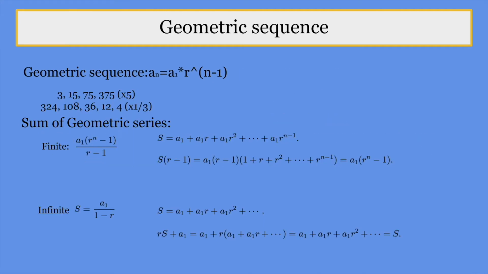And for the infinite geometric series, it converges if and only if the absolute value of r is smaller than 1, and if this condition is satisfied, the series converges to a1 over 1 minus r. And to prove this equation, it's using the same thing, s equals a1 plus a1r plus a1r squared, and multiplying both sides by r and adding a1, we could find this equation over here. And then when we calculate them, we'll get to this equation again.